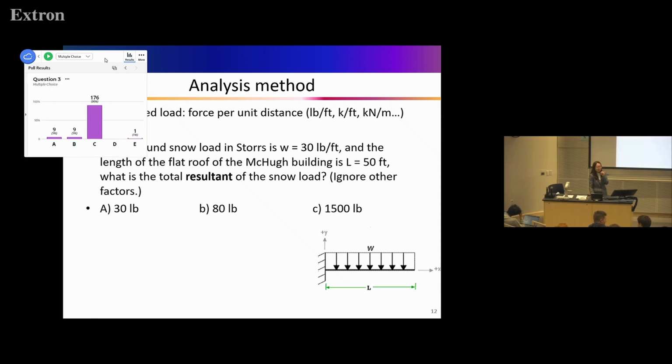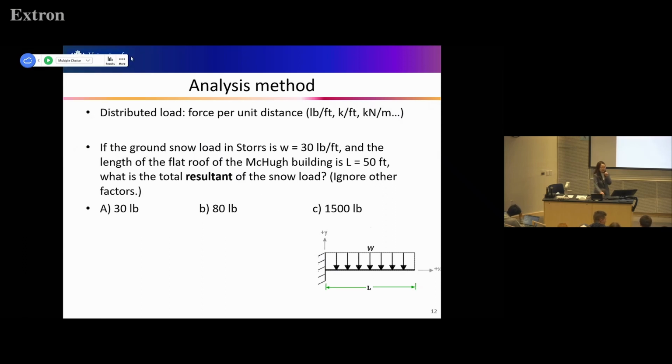Wow, C has the most votes. Yes, and C is correct. Why? The resultant is obtained by multiplying, if this is constant, like this. The length is 50 feet, so we multiply 30 pounds per foot times 50, and the feet cancel each other, and multiplying gives 1,500. So that's why C is correct.